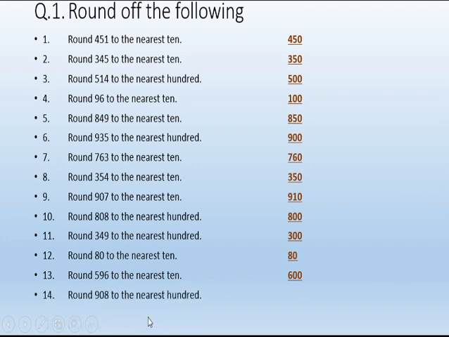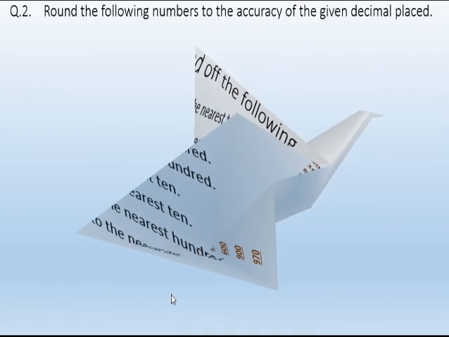And round 908 to the nearest 100. We are removing 0, so there will be no change, so this will become 900. And round 963 to the nearest 10. Now we are removing the unit place, which is not 5 or more, so 960 will be the answer. Then this is not 970, this is 960. It's a correction, you need to correct it.